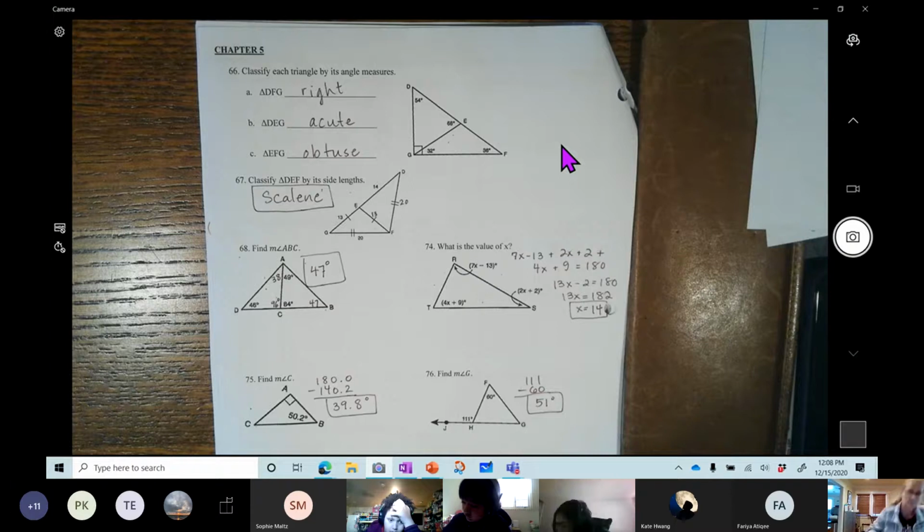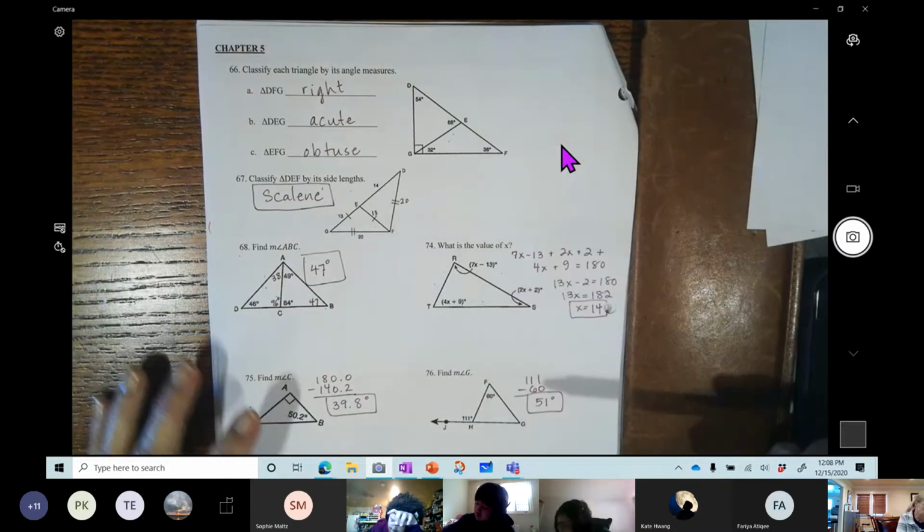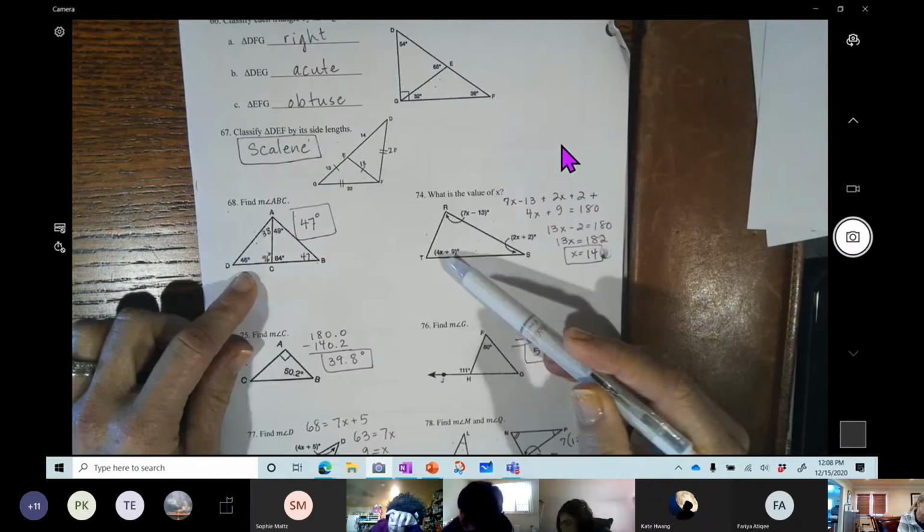Okay, here we go. If you classify the triangles by their measures, the big one is right, the little one is acute, and then this bigger one is obtuse, EFG, because this one's bigger than 90. This one has all different sides because you're looking at this one here, so it's scalene. For each of these, I used the triangle sum theorem, where you have to add this plus this plus this to equal 180. I solved for X. That's what the answer was, so I'm good there.